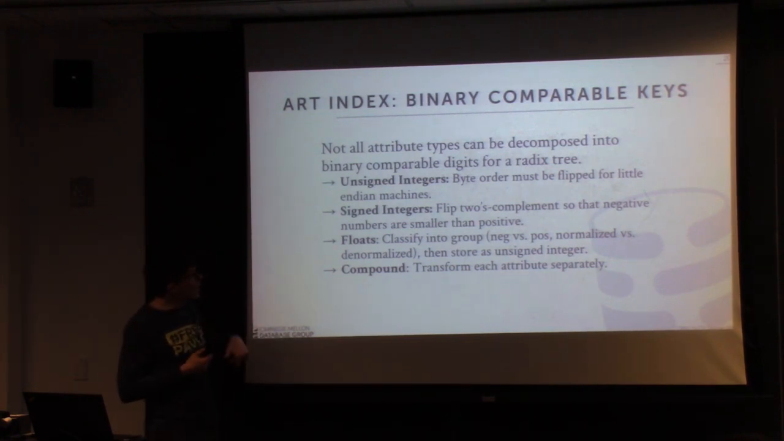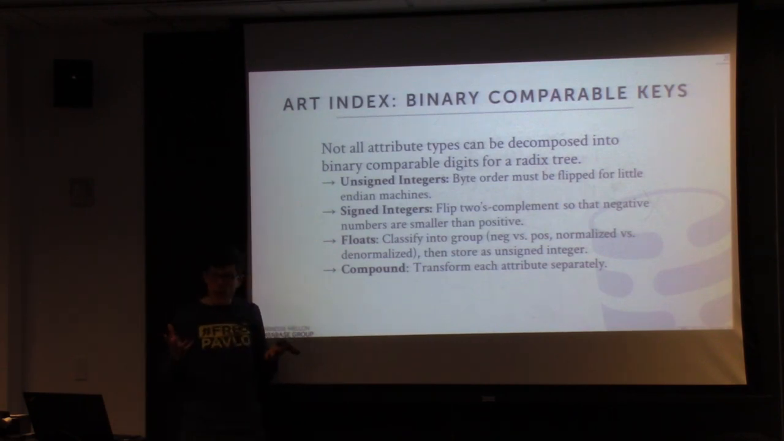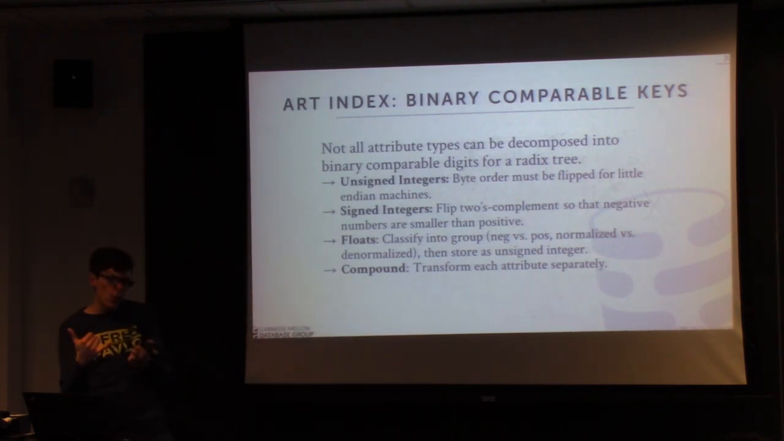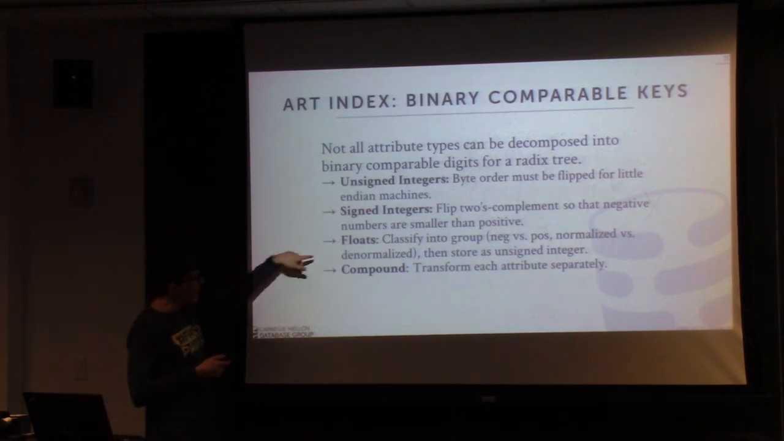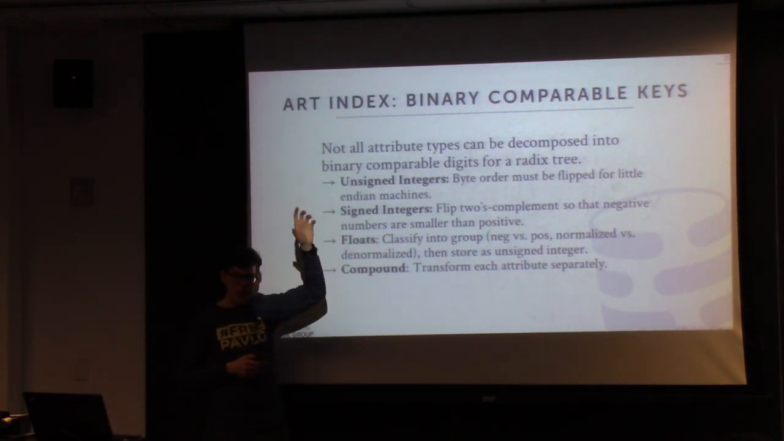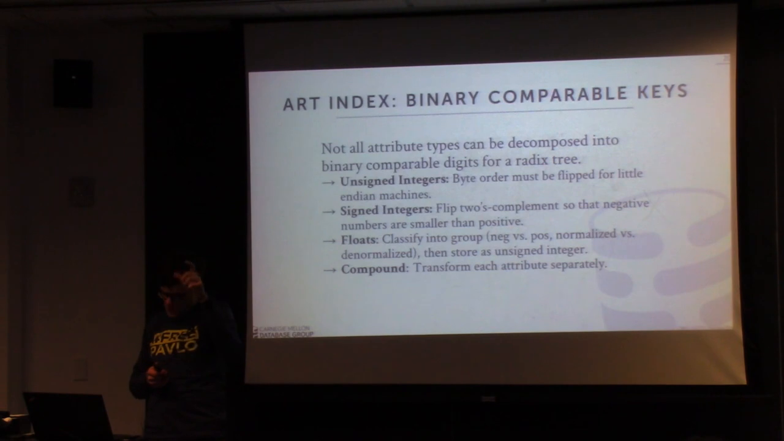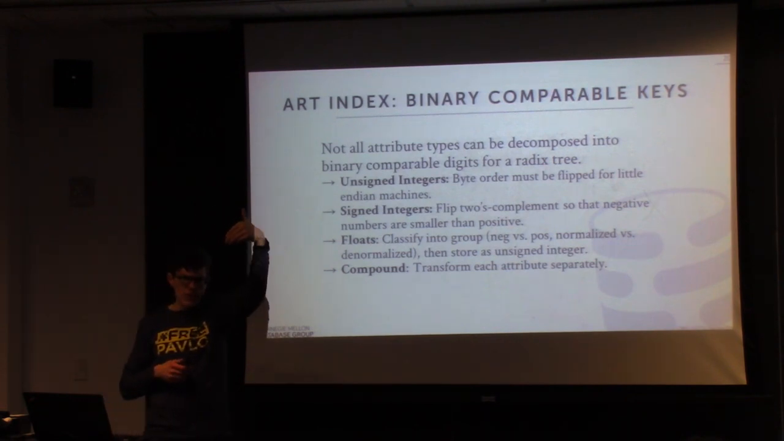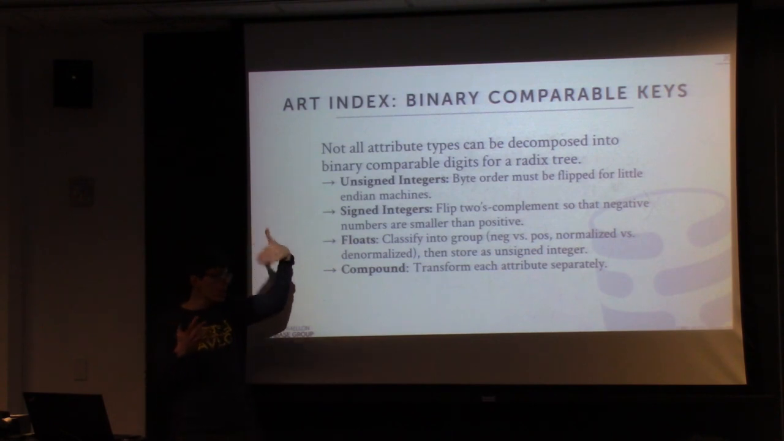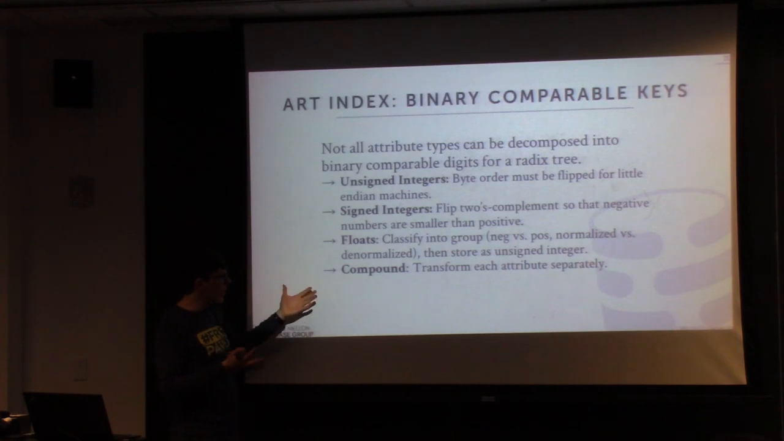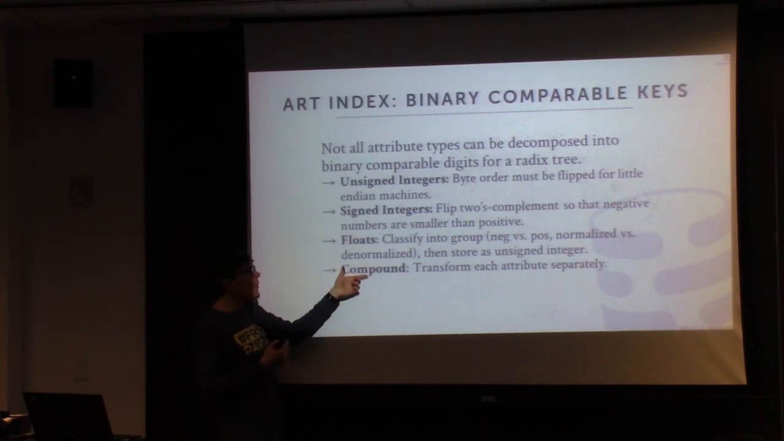In the case of unsigned integers, normally on x86 they're stored in a little endian layout, but you can't do a memcmp on the individual digits because it would be going in reverse order, which is not what you want. Same thing for signed integers. If you just stored the bits or bytes within the index, the upper level bit would indicate whether it's negative or not, and that would not be a correct comparison. Floats are the same thing. They have to convert them to fixed-format integers. And for compound keys, you transform each of them separately and then concatenate them.